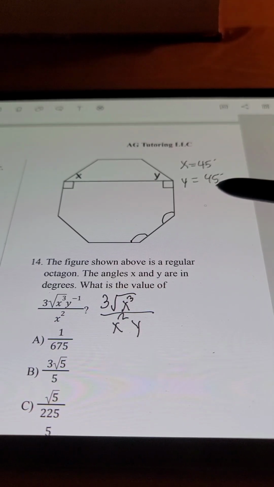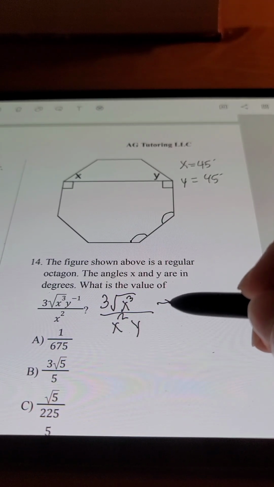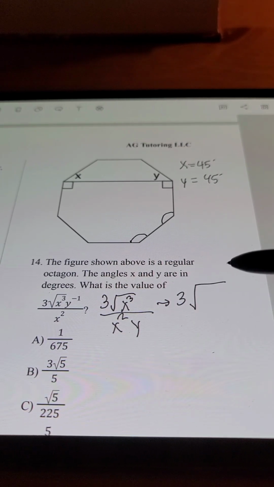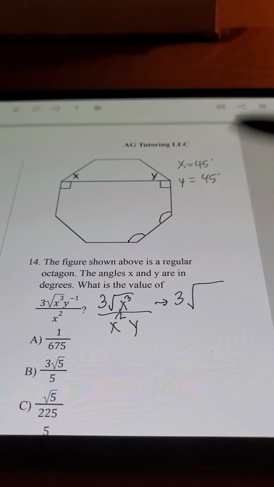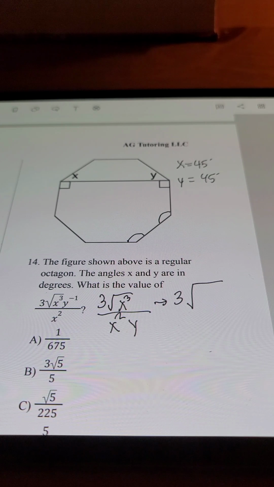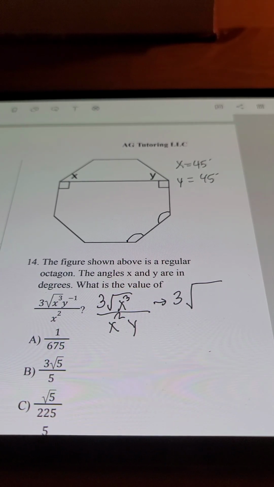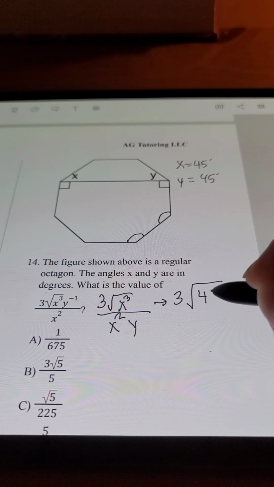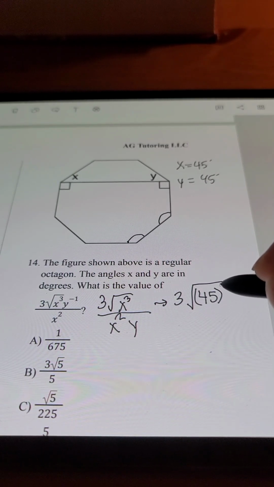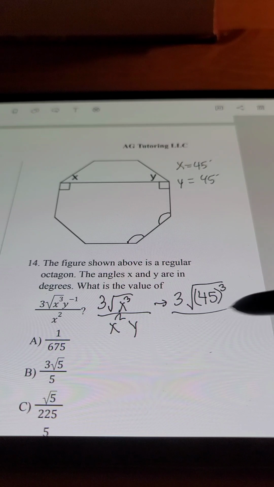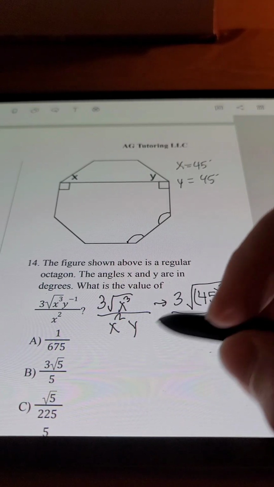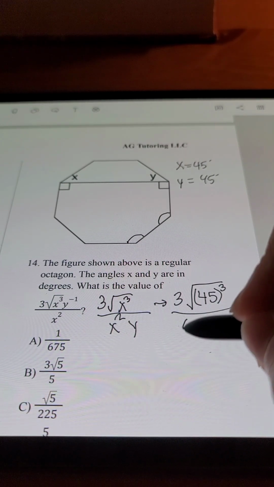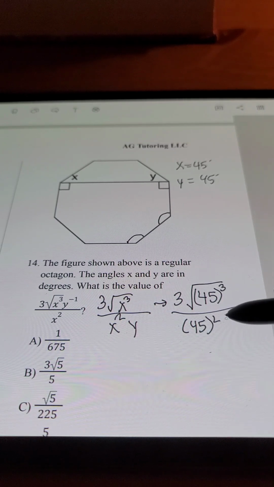Now what we're going to do is plug in what x and y are. So we could say it's 3 times, and you could probably try to simplify this further, but you have a calculator available to you, so I would just do it like this. So 3 times 45 cubed over 45 squared, ooh, that's supposed to be squared, and then times 45 again.